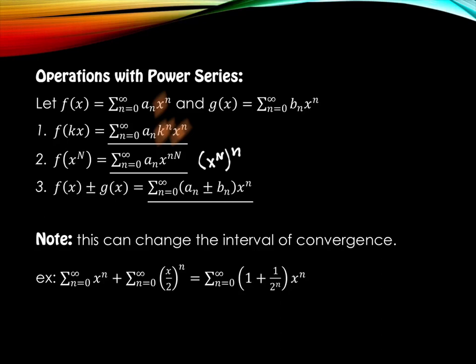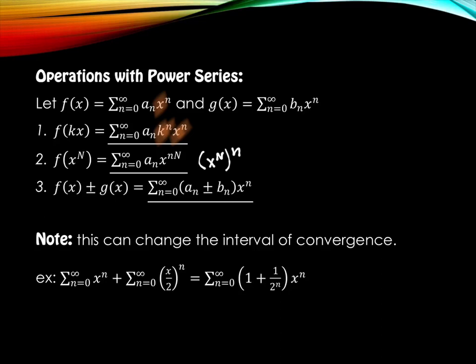Now, when we add and subtract two different power series, it's possible that they don't have the same interval of convergence to start with. If both of them have an interval of convergence of negative 1 to 1, or negative 10 to 6 or whatever, then that's fine. But sometimes they don't actually match.